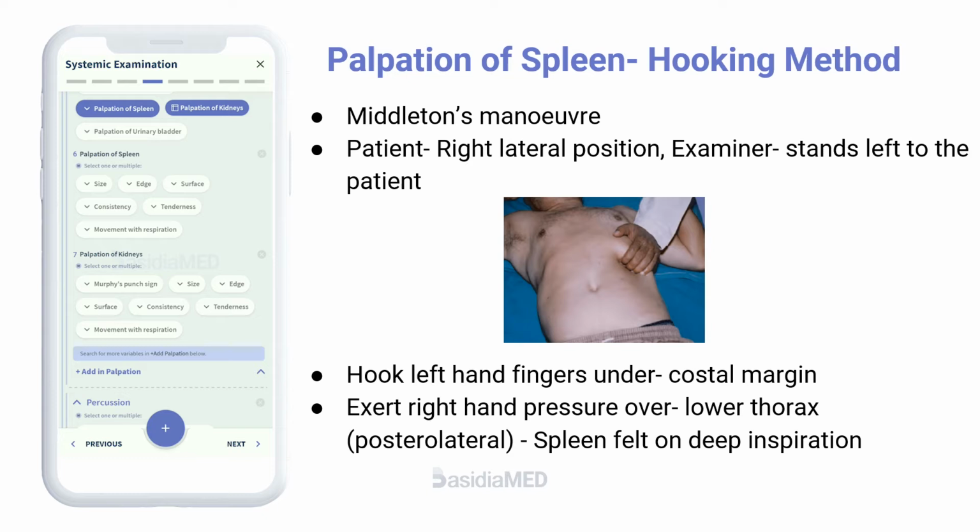The hooking method is also known as Middleton's maneuver. Put the patient in the right lateral position. Stand on his left side and feel the spleen by hooking your left hand fingers under the costal margin. Exert your right hand pressure over the posterolateral aspect of the patient's lower thorax. Ask the patient to take a deep breath and feel the spleen at the end of inspiration.